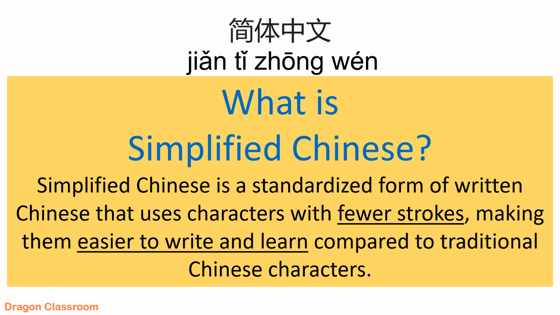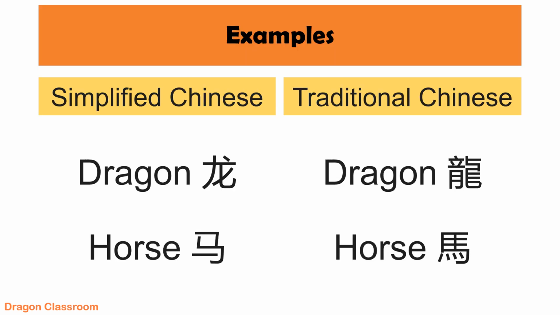Let's look at some examples of the characters. Here we have two examples. I use dragon and horse. On the left, you can see the dragon and the horse written in simplified Chinese. On the right, you can see dragon and horse written in traditional Chinese.